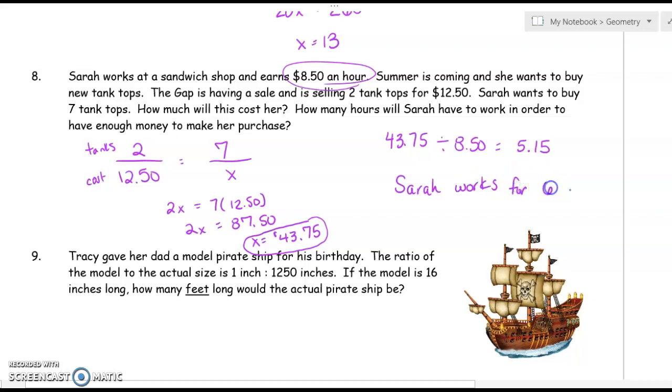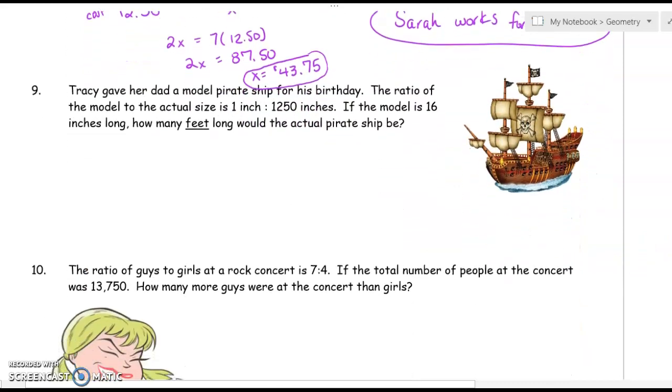All right. So she has to work for 6 hours to pay for the tanks. Okay. We've got a couple more, and then that's pretty much it.